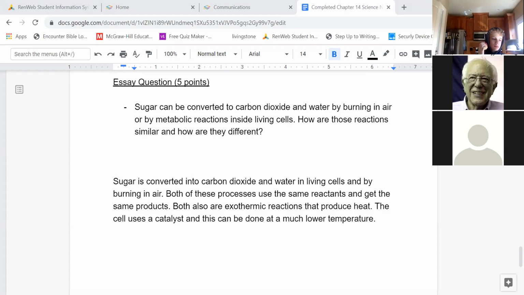And then the difference is the cell uses a catalyst. Remember, a catalyst helps a reaction happen faster and more efficiently. The cell uses a catalyst, and this can be done at a much lower temperature, all right? And so your body's burning the sugar at a lower temperature and in a controlled way. And that's all you need to write, okay? That's all you need to write.